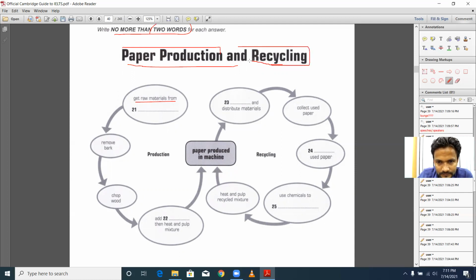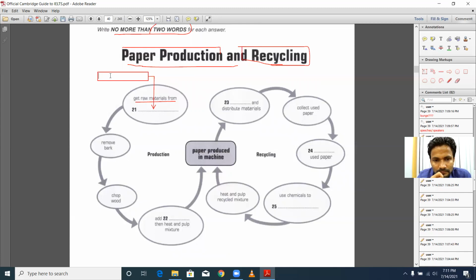Okay. Well, why don't we start by making a flowchart from the notes our tutor gave us? Yes. So on one side, we could have the paper production cycle here on the left, and on the other side, the recycling. Good idea. Let's start at the top with the production.